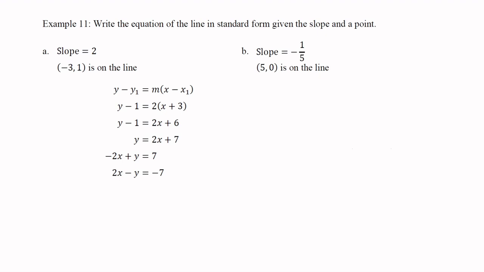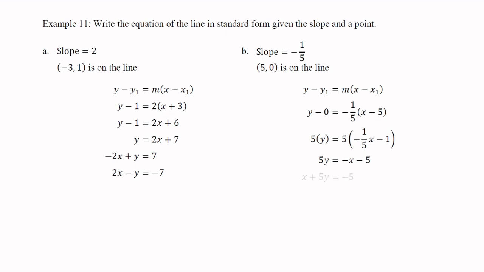If our slope is negative 1/5 and 5, 0 is on the line, we do have a point and the slope. So point-slope form, again, is the place to go for this. We plug in our values. We don't need the minus 0 on the left. We distribute the negative 1/5 through x minus 5 on the right, and then we multiply both sides by 5 to get 5y equals negative x plus 5, and then we add x to each side, and since we're not leading with a negative, we are finished.